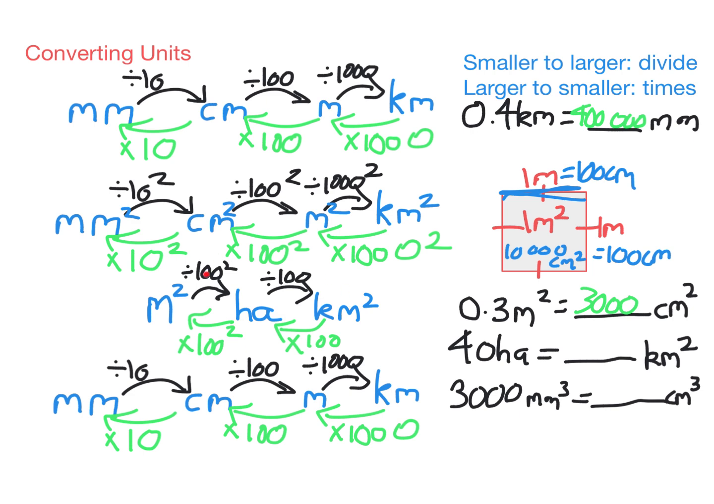So here I just have the chart for converting between hectares. A hectare is a square unit. It turns out there are 10,000 square meters in a hectare. There are 100 hectares in a square kilometer.